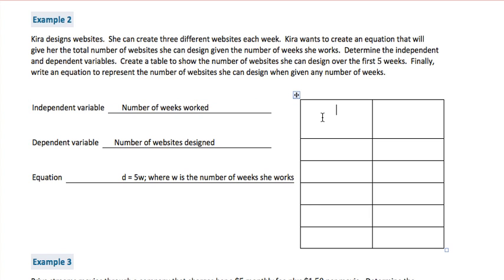Next, we'll go to the table. And again, we're going to put our independent variable on the left. This is the number of weeks. And on the right, the number of websites. And the number of websites is 5W. The number of weeks, of course, is W.